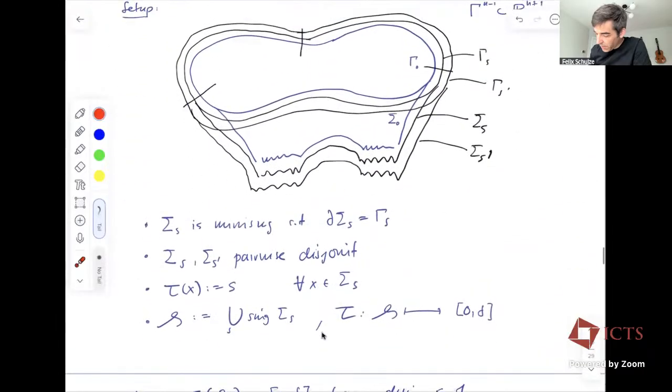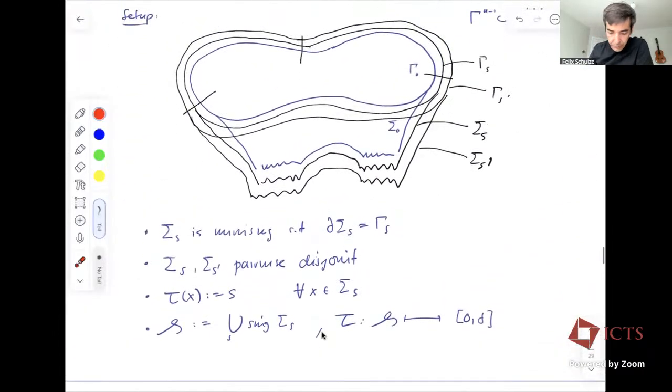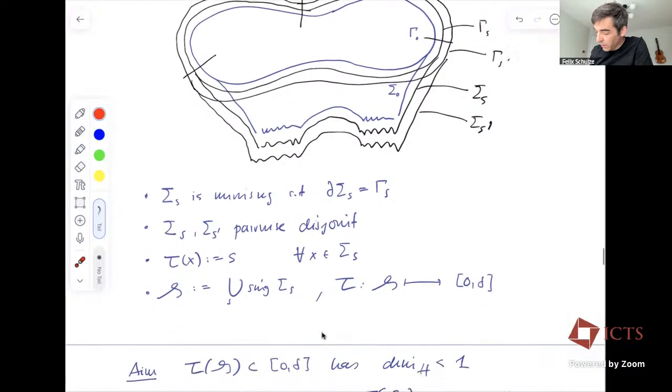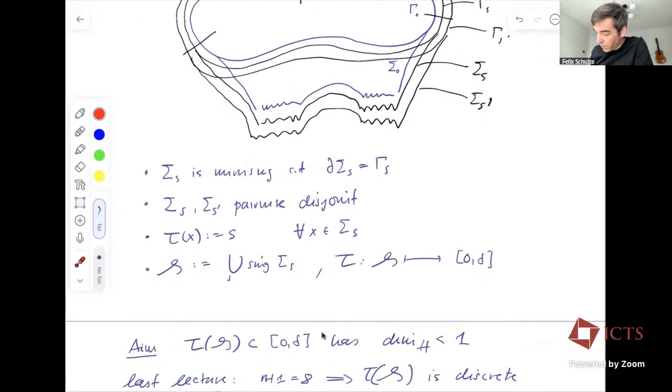So recall, this was the setup here. You had this timestamp function. Remember, we had restricted this timestamp function to the singular set, to the combined singular set. And we look at the image of this combined singular set, in this interval 0 delta here.